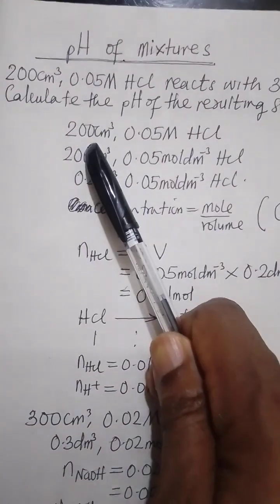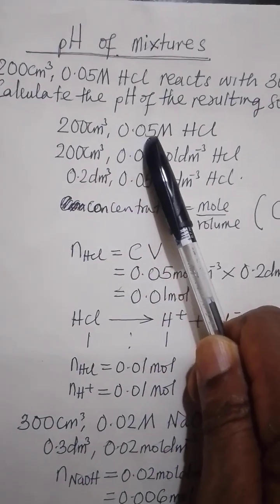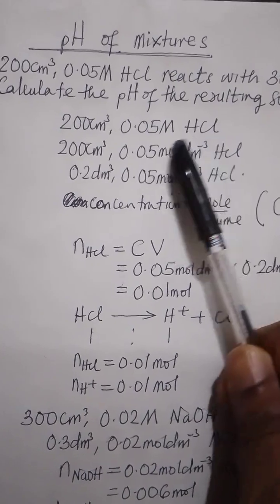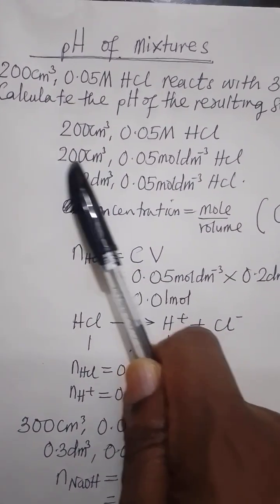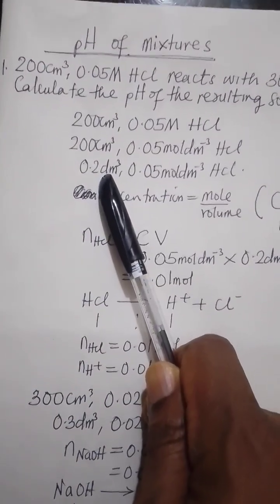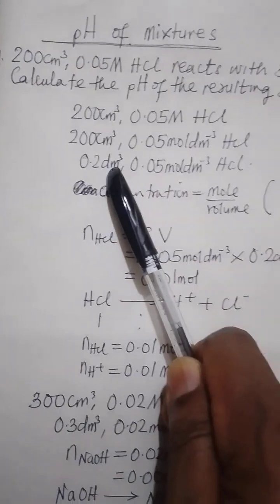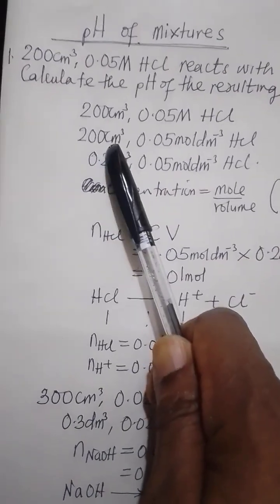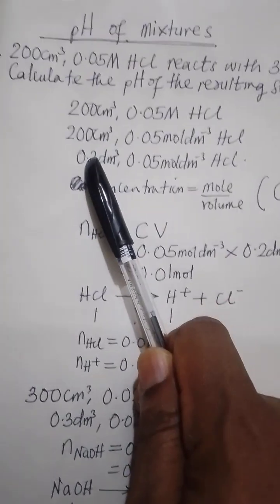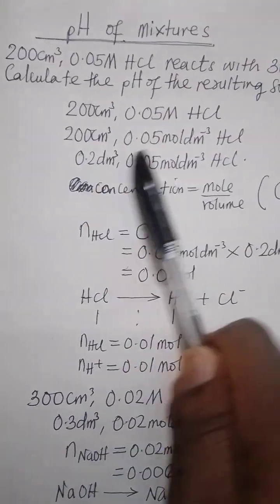From the question, we can extract 200 cm cube of 0.05 molar HCl. We would need to convert the cm cube to dm cube. Don't forget, 1 dm cube is 1000 centimeter cube. So to convert cm cube to dm cube, you divide the cm cube by 1000. So if you divide 200 by 1000, you will get 0.2.